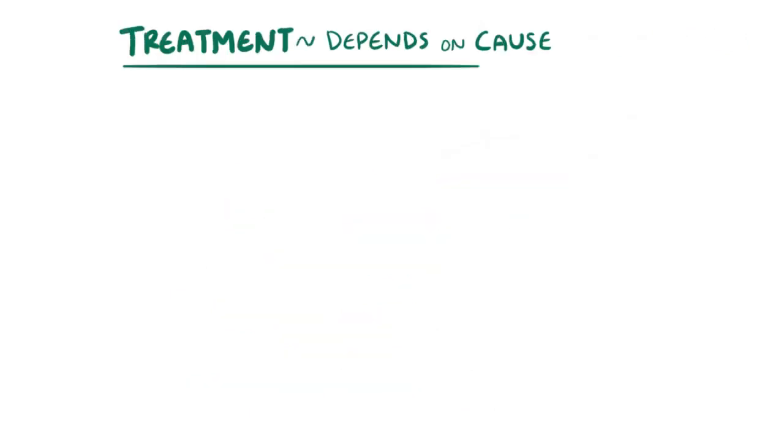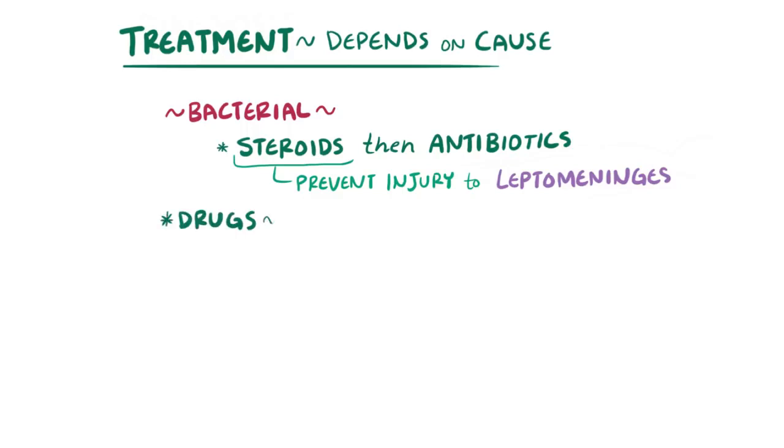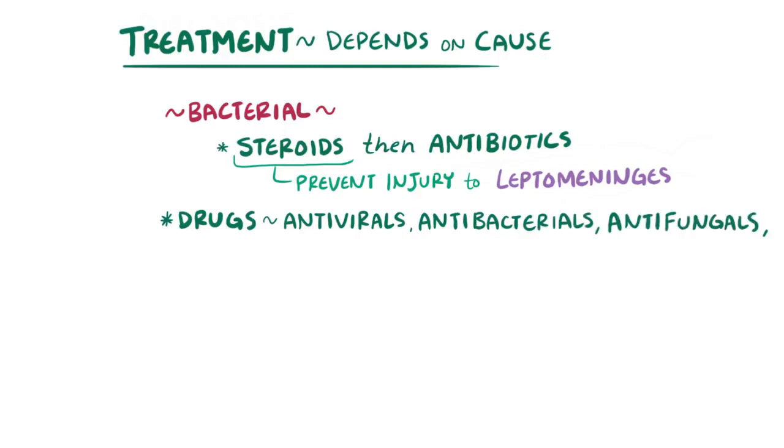The treatment of meningitis depends on the underlying cause. For bacterial meningitis, it's common to administer steroids and then antibiotics to prevent massive injury to the leptomeninges from the inflammation caused as the antibiotics destroy the bacteria. In general, drug treatments like antivirals, antibacterials, antifungals, or antiparasitics are aimed at the specific cause of meningitis.